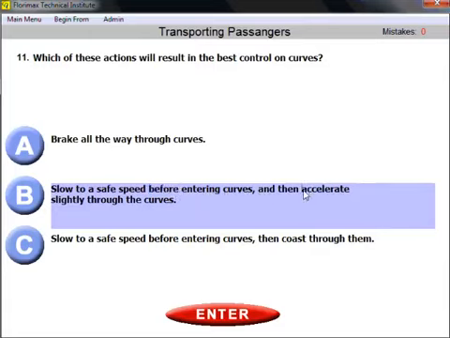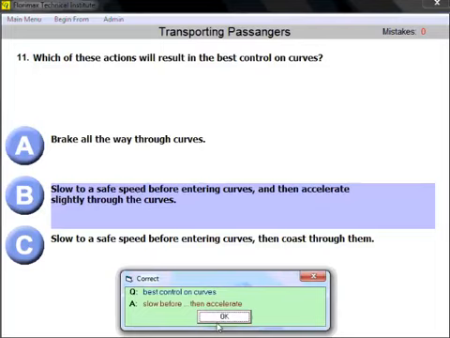And then accelerate slightly through the curves. It wouldn't be right to coast through the curve. So you need to slow to a safe speed before and then accelerate. Slow before and then accelerate. And that's the correct answer. On curve, slow before and then accelerate.